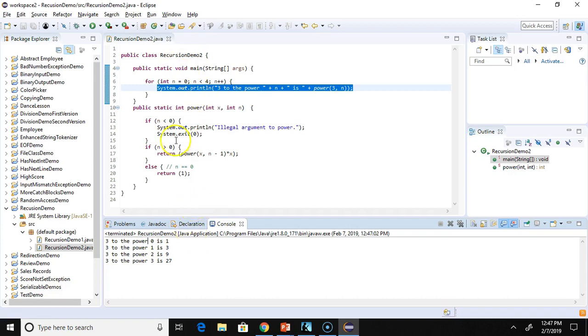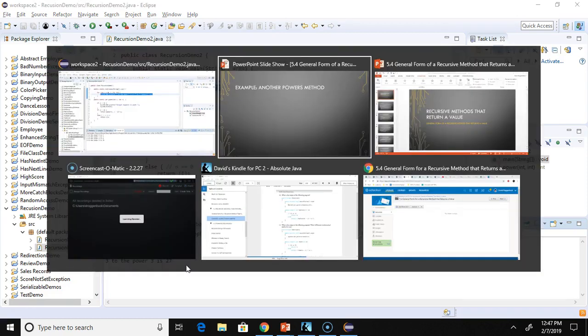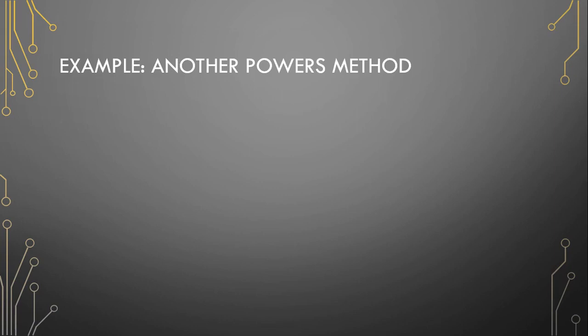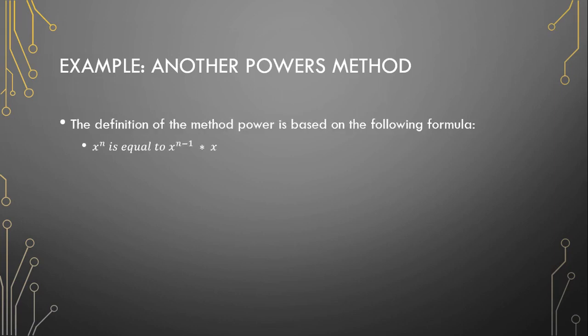All right, so a quick and easy one here. Again, just really simplistic to help demonstrate how that power method works. The definition of the method power is based on the following formula: x to the n is equal to x to the n minus 1 times x, because n minus 1 would be 1 less.